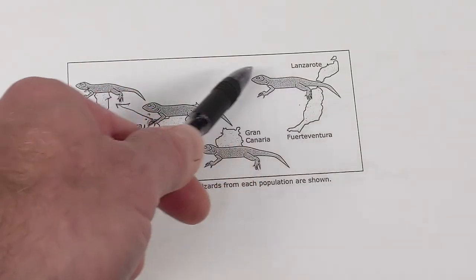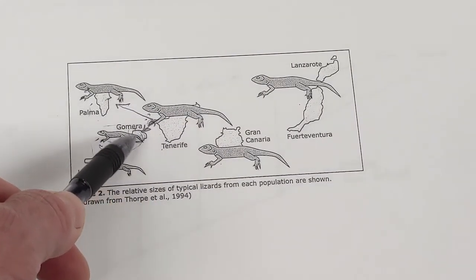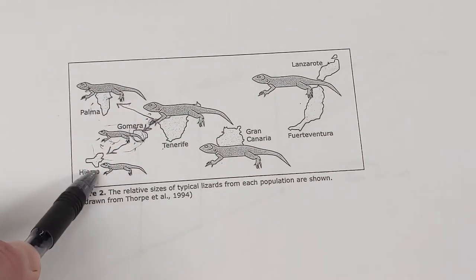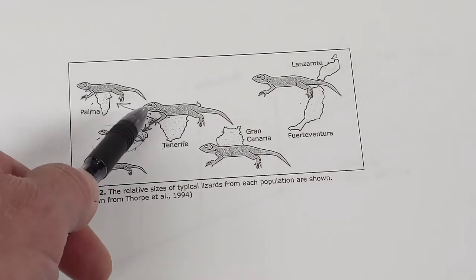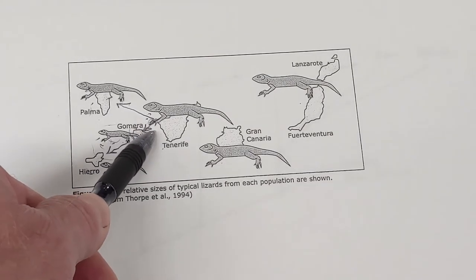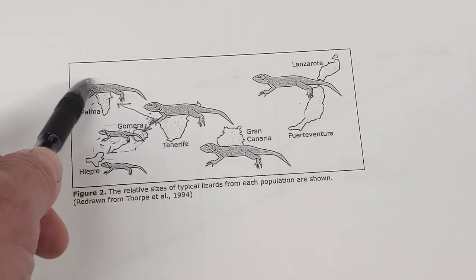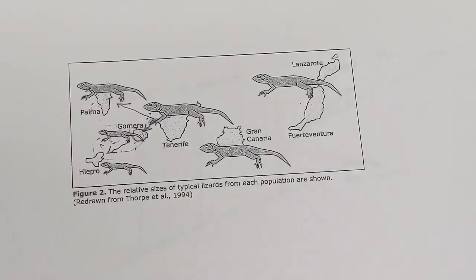I think it's Lanzarote to Gran Canaria, to Tenerife, Tenerife to Gomera about 4 million years ago, and then to Hero less than a million years ago. And these two should be really similar. And also about 2 million years ago, Tenerife to Palma. So this is a different event than this. I'm going to draw that now in a phylogenetic tree, and let's see if it makes sense.